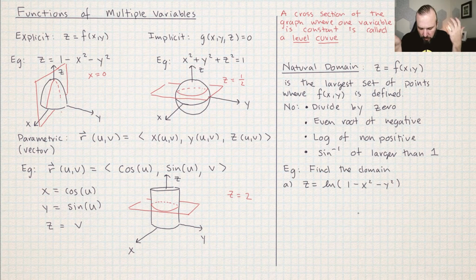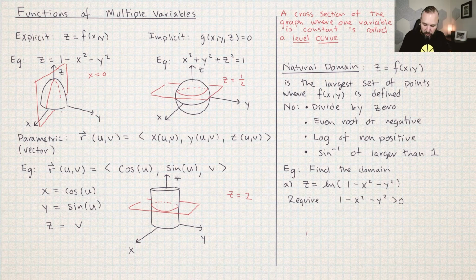I'm going to calculate the domain of the natural logarithm of 1 minus x squared minus y squared. So I have to require that the thing inside the logarithm, the argument of the logarithm, is strictly positive. I'm not allowed to take the logarithm of a negative or 0. So I have to require that 1 minus x squared minus y squared is strictly bigger than 0.